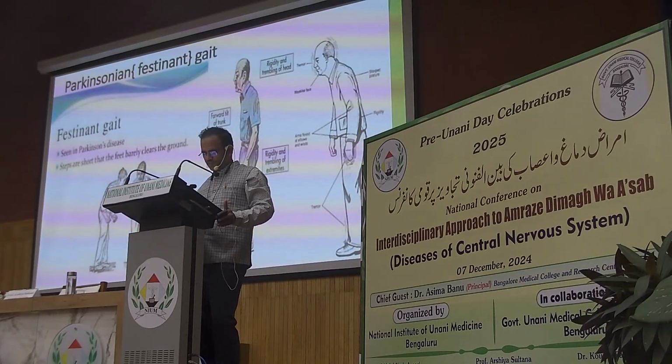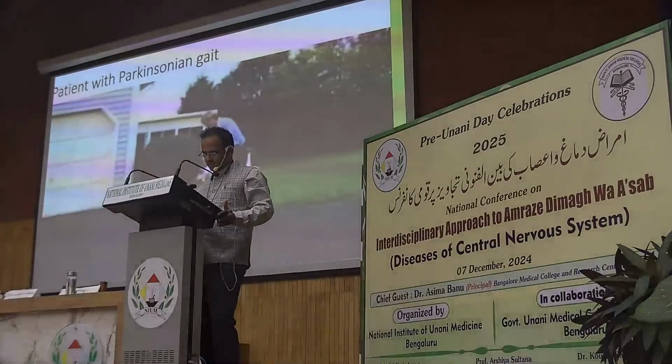This is a classical presentation of festinate gait. The rigidity of the head and forward lift of the trunk, reduced arm swing, and short shuffling gait usually goes in for Parkinson's.